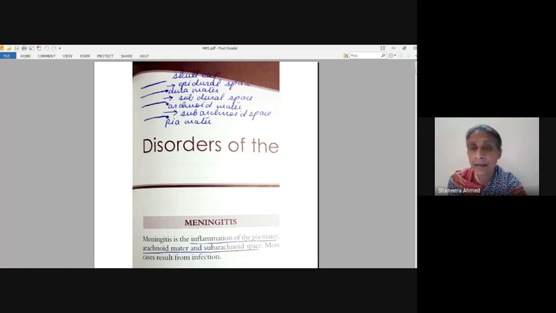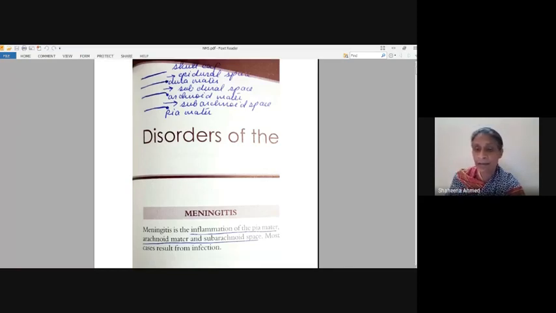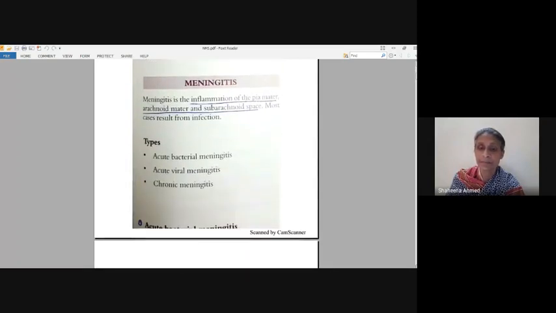Please make this concept clear so that we can understand the different pathologies, because different pathologies affect different parts of the brain during their course. First of all, we are going to look at meningitis. Meningitis simply means inflammation of the pia mater, arachnoid mater, and the space between it, which is the subarachnoid space.